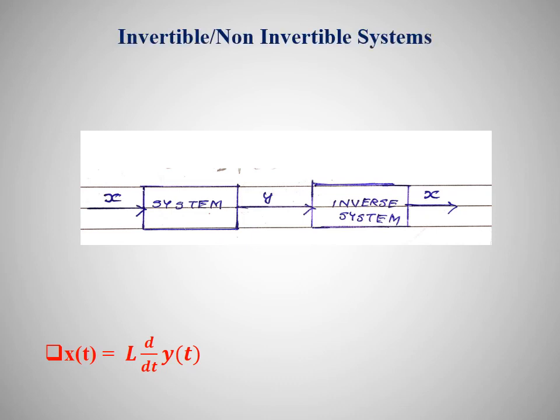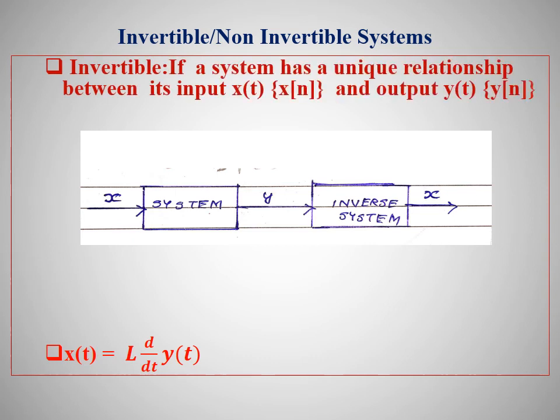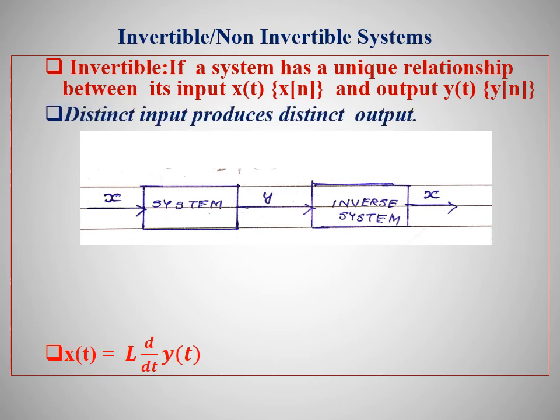Let us go on to the next discussion of the type of system, namely invertible systems and non-invertible systems. A system is said to be invertible if it has a unique relationship between its input x of t or x of n and output y of t or y of n. In other words, a distinct input produces a distinct output. This could be represented as a system where y is the output and x is the input. T or n is not shown because it could be extended for both cases.